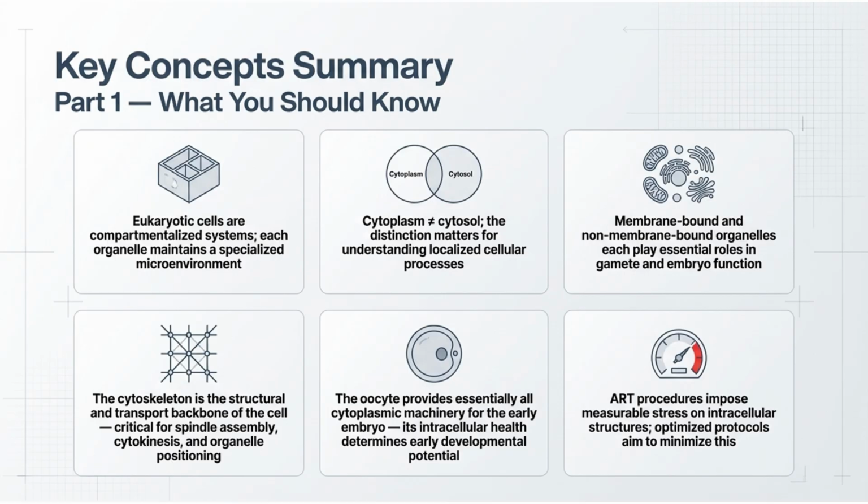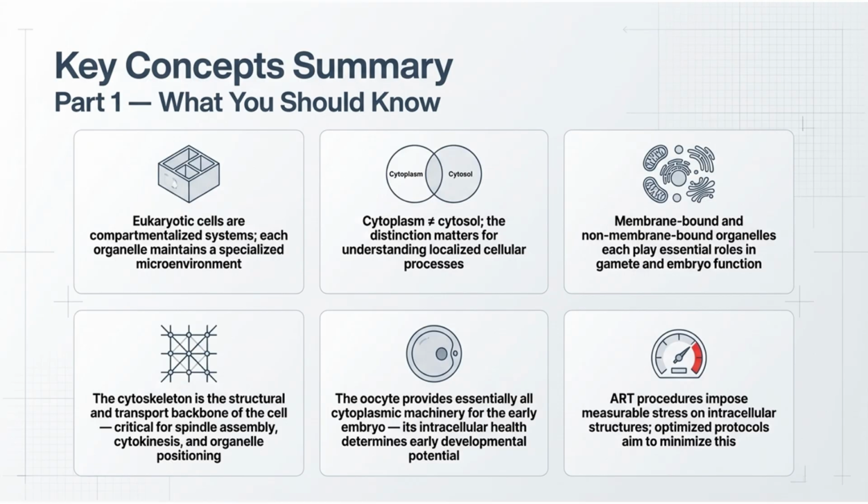Third, membrane-bound and non-membrane-bound organelles each make essential contributions to gamete and embryo function. The nucleus, mitochondria, endoplasmic reticulum, Golgi apparatus, lysosomes, peroxisomes, and endosomes collectively handle energy production, protein synthesis, calcium homeostasis, waste management, and vesicular trafficking. Ribosomes, centrosomes, proteasomes, and processing bodies contribute equally to protein synthesis, cell division, protein degradation, and messenger ribonucleic acid regulation.